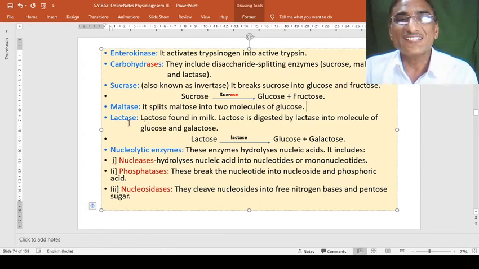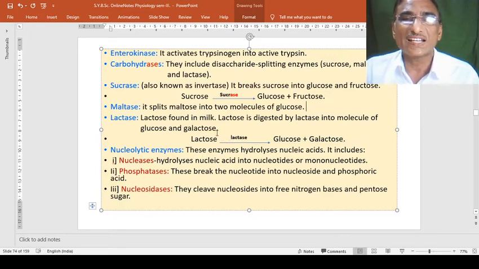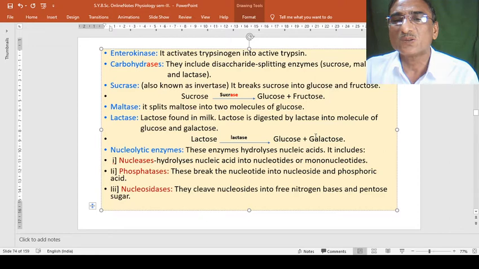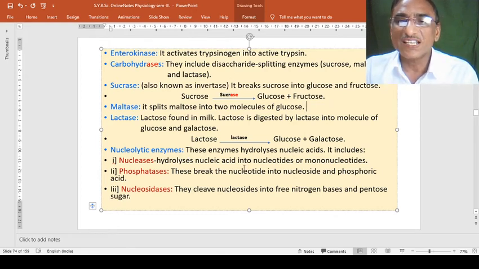Lactase is the enzyme. Lactose is the sugar present in milk, and lactose is digested by the lactase enzyme into molecules of glucose and galactose. You can see here in this simple reaction, the lactose sugar is digested into glucose and galactose in the presence of the enzyme lactase. Then nucleolytic enzymes, these enzymes hydrolyze nucleic acids only, DNA and RNA.